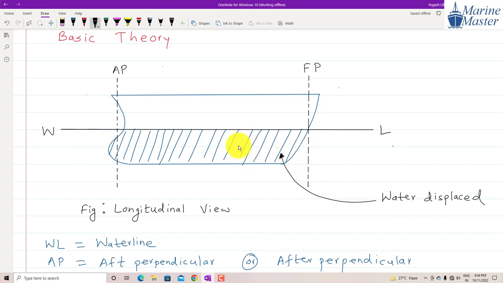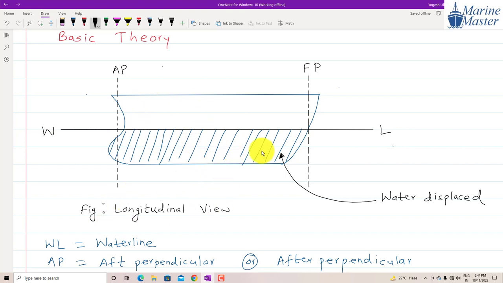So water displaced means what? What is meant by water displaced? Water displaced means here earlier water was there before the ship. Now the ship has taken the place of water. So from this portion below this water line, the space occupied by the ship has taken the place of water. So that's why water is displaced from this place, guys. So that is the water displaced portion.